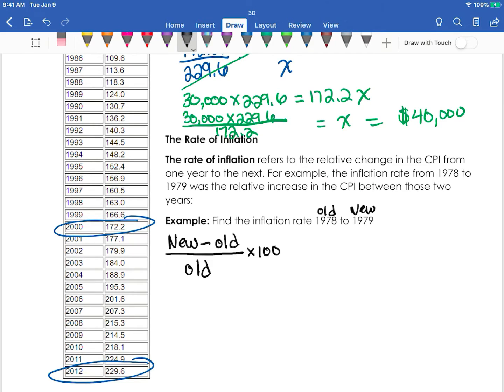So we're going to take the CPI of 1979. If you look up in the chart, you'll see that that's 72.6. We're going to subtract the old value, which is the CPI of 1978, which is 65.2. Then I'm going to divide by 65.2 and multiply by 100 to put it in percent form. And what you'll find is the rate of inflation from 1978 to 1979 is 11.3%. That means, on average, the price of goods has increased 11.3% from 1978 to 1979.